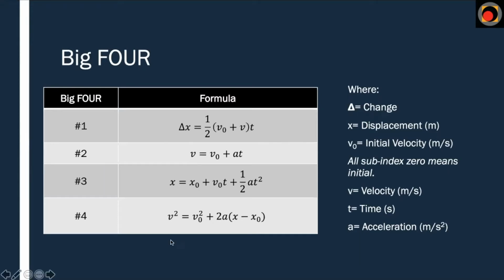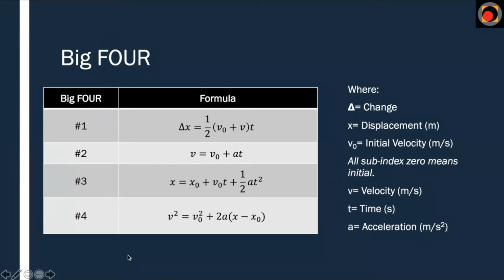Now let's look at this other symbol over here. This little zero is called a subindex. Every single subindex that has a zero stands for initial. So we use v for velocity, so this would mean initial velocity, initial position, okay? Now, let's move on.